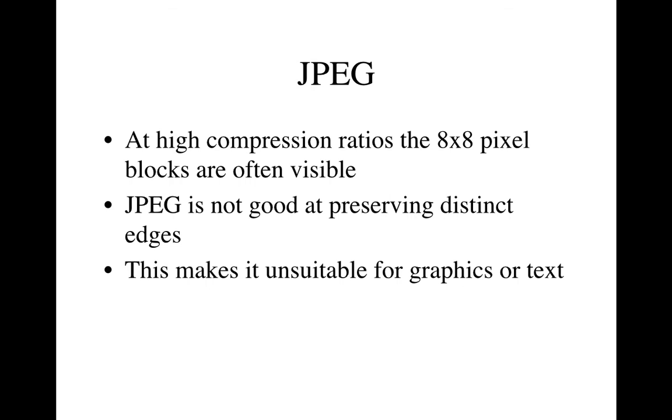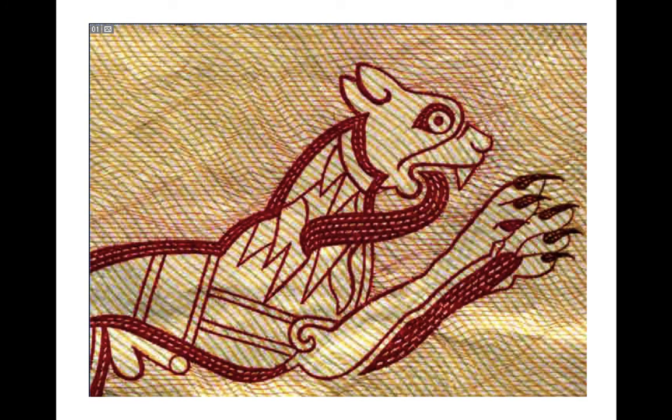Now, JPEG is using 8x8 blocks of pixels. I think if you were to devise something like JPEG today, you might go for 16x16 blocks. But at the time, 8x8 was a lot of processing power to ask of a machine. And so JPEG isn't very good at preserving distinct edges. It's not great for graphics and text, particularly when you push the boat out in terms of the compression. So in this image here, there's lots of lines and fine detail, and that's exactly what JPEG is bad at.